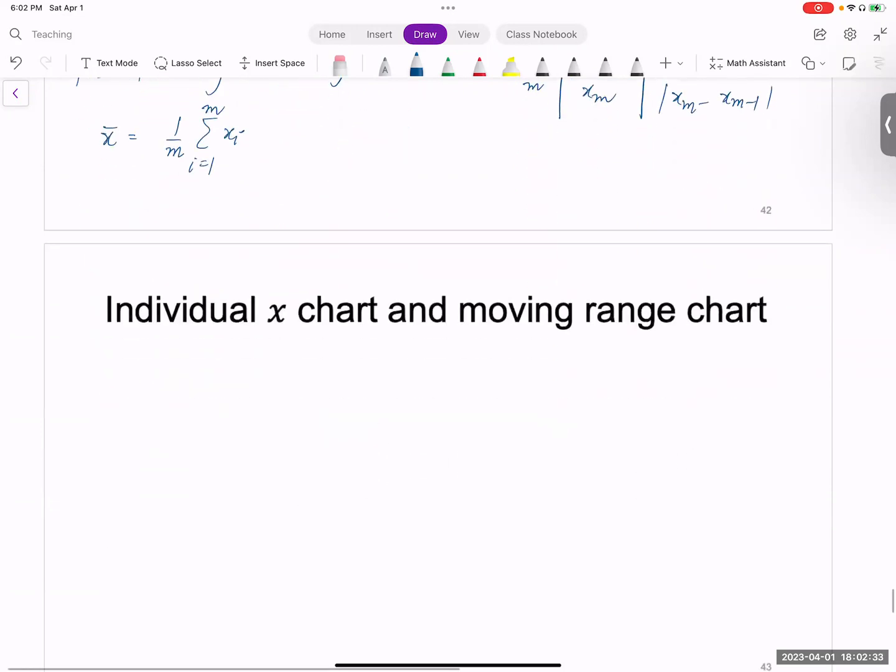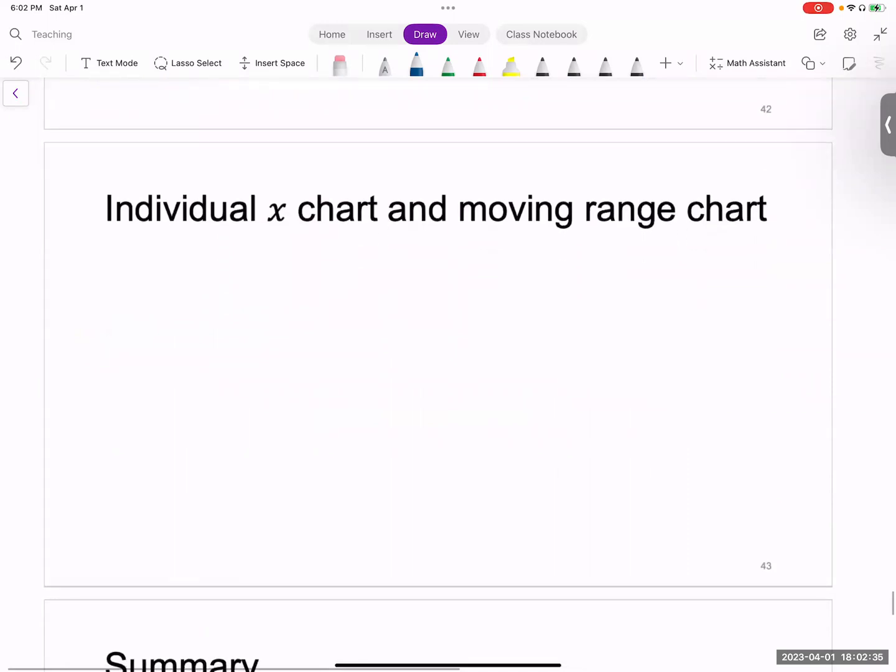All right, now we can construct something called an individual x chart and moving range chart. Your individual x chart is UCL equals x bar plus z alpha over 2 times MR bar divided by d2. CL is just x bar, and LCL is x bar minus z alpha over 2 times MR bar divided by d2.